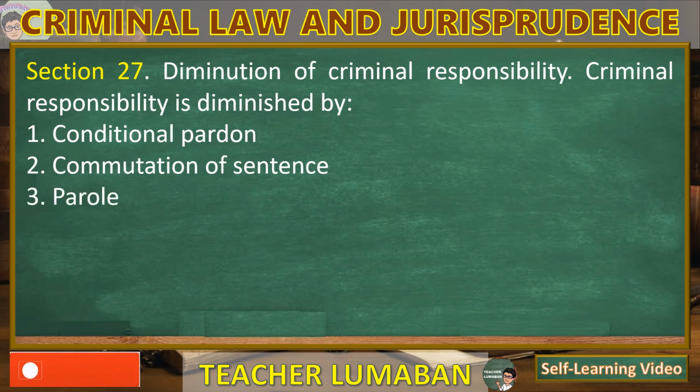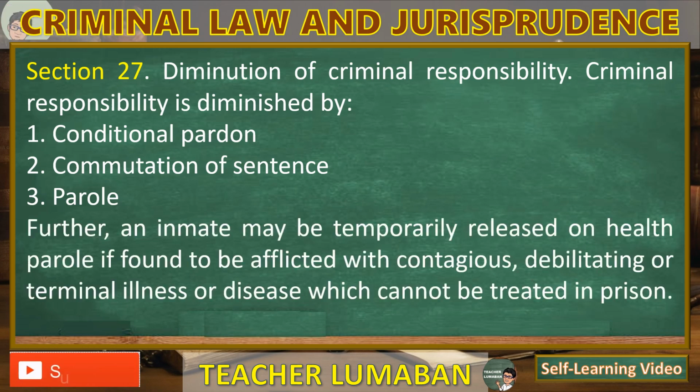3. Parole. Further, an inmate may be temporarily released on health parole if found to be afflicted with contagious, debilitating or terminal illness or disease which cannot be treated in prison. Dagdag pa, ang isang bilanggo ay maaaring pansamantalang palayain sa parol sa kalusugan kung mapapatunayang may nakakahawa, nakakapanghina o nakamamatay na karamdaman o sakit na hindi magagamot sa bilangguan. 4. Probation.